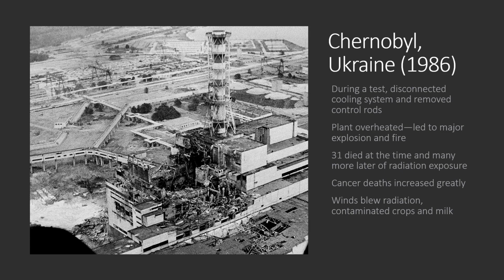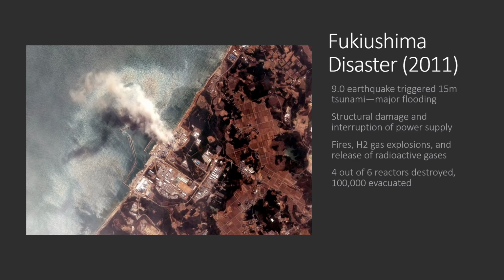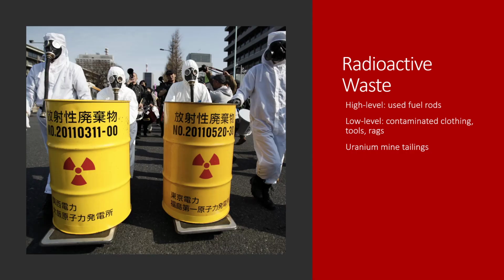A more recent disaster that occurred was in Fukushima, when a 9.0 earthquake triggered a tsunami that caused major flooding. The flooding caused structural damage, which interrupted the power supply, and without the power supply, they were unable to cool the nuclear power plant. There were fires and hydrogen gas explosions, and also release of radioactive gases. 4 of the 6 reactors at Fukushima were destroyed, and over 100,000 people had to be evacuated.